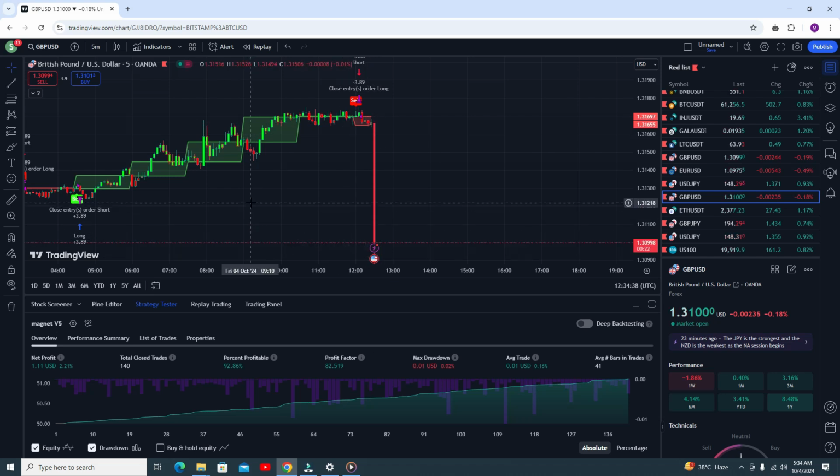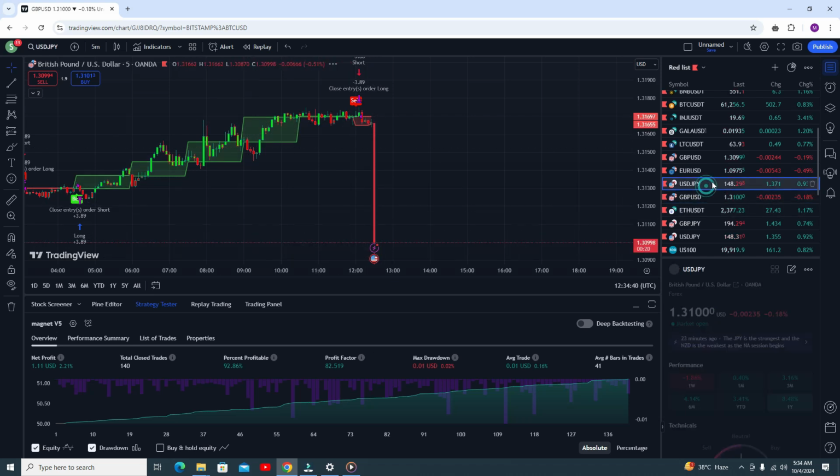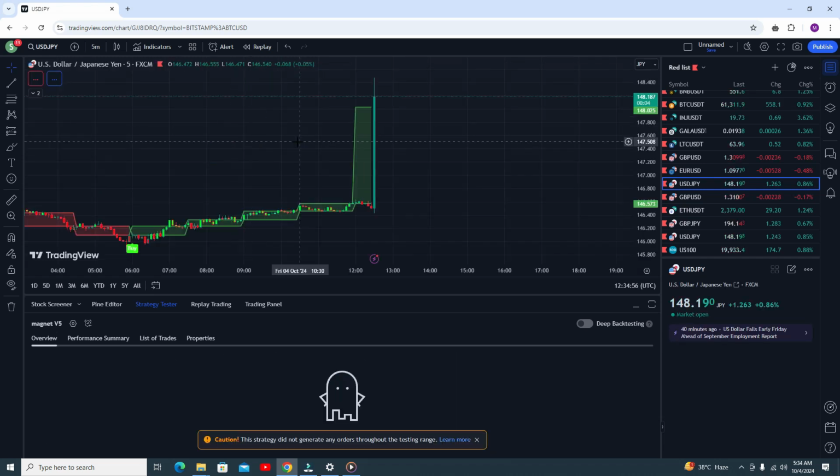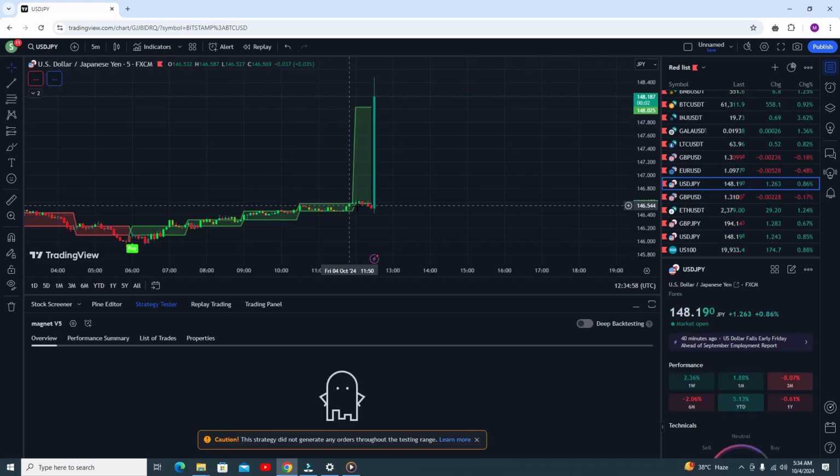Okay, and let me show you results in some other pair like USD JPY. There is some issue, maybe in my PC, some problem, but hopefully it will load in a few seconds. Now this one, that was actually another awesome result.